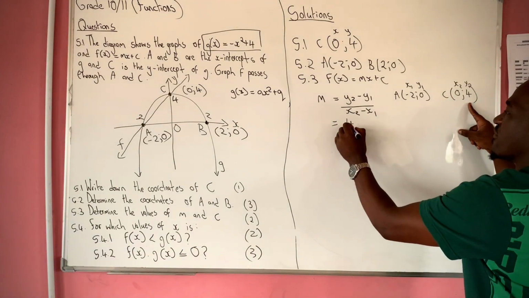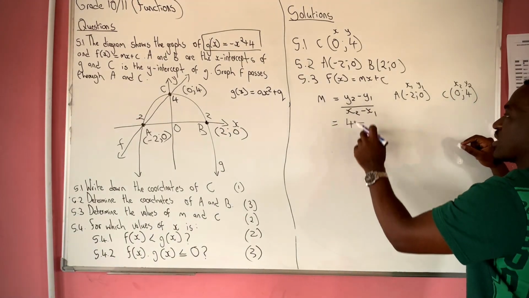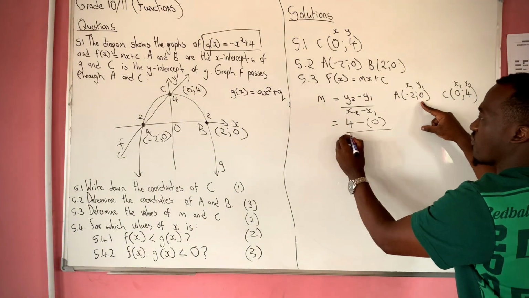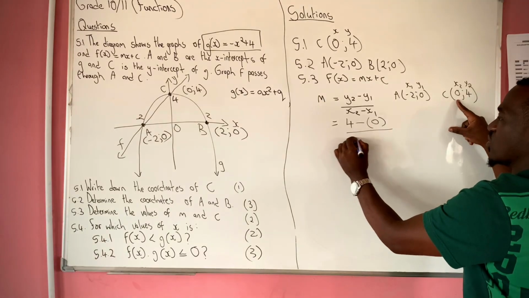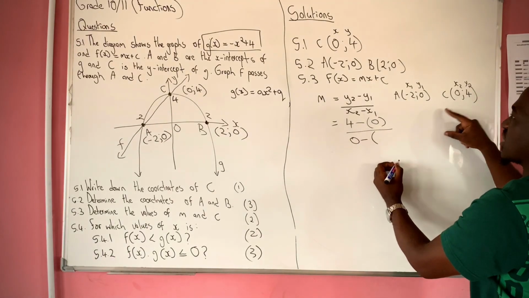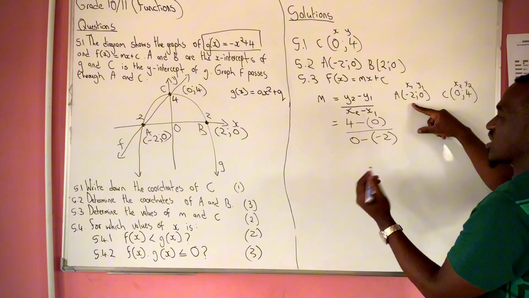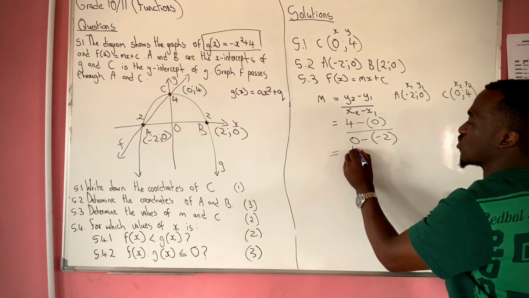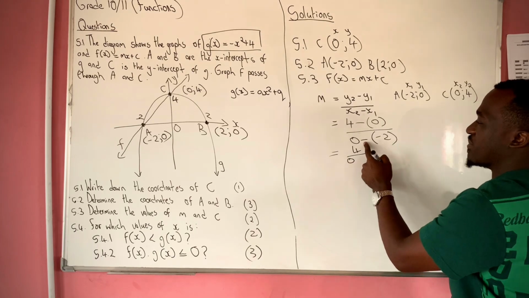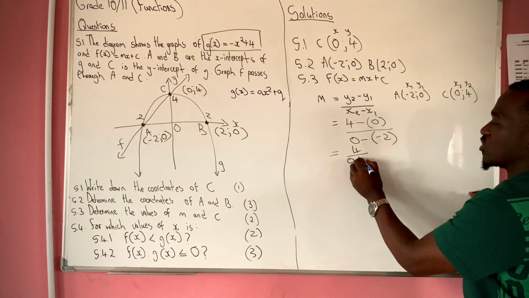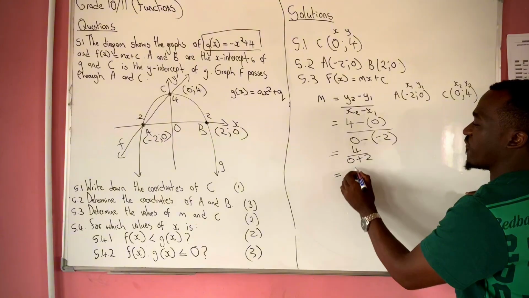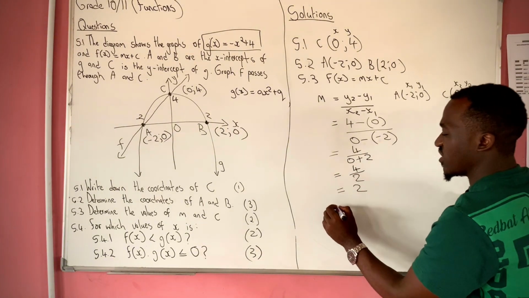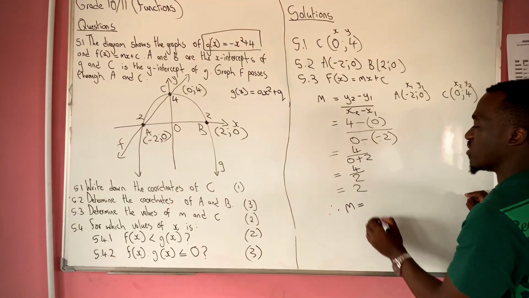Now let's put y2. Y2 is simply going to be 4 minus, and I always say after minus you put brackets for y1, so we put 0. Then over x2, which is 0, minus, and after this minus, put brackets at all times and put x1, negative 2. Why? Simply because these operation signs must multiply each other. So now 4 minus 0 is going to be 4. Then 0, then negative multiplied by negative is going to be plus 2, which is 4 over 0 plus 2, which is 4 over 2. Then 4 divided by 2, we get 2. Therefore, our m is going to be equal to 2.